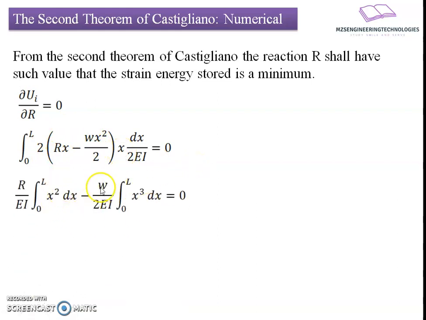Now if I separate the terms inside the bracket, we can write R upon EI, constant, integral 0 to L of x square dx, minus W upon 2EI in bracket, integral 0 to L of x cube dx. If I take the integration, it will be x cube by 3 and x to the 4 by 4. So it is written as R L cube upon 3EI minus W L raised to 4 upon 8EI equals 0. If I take like terms on one side and rearrange the equation, it results in R equals 3 by 8 WL.